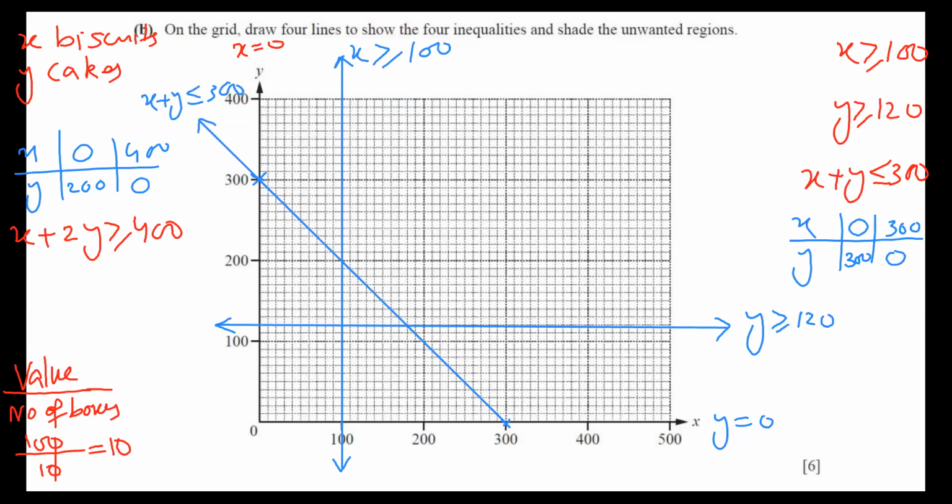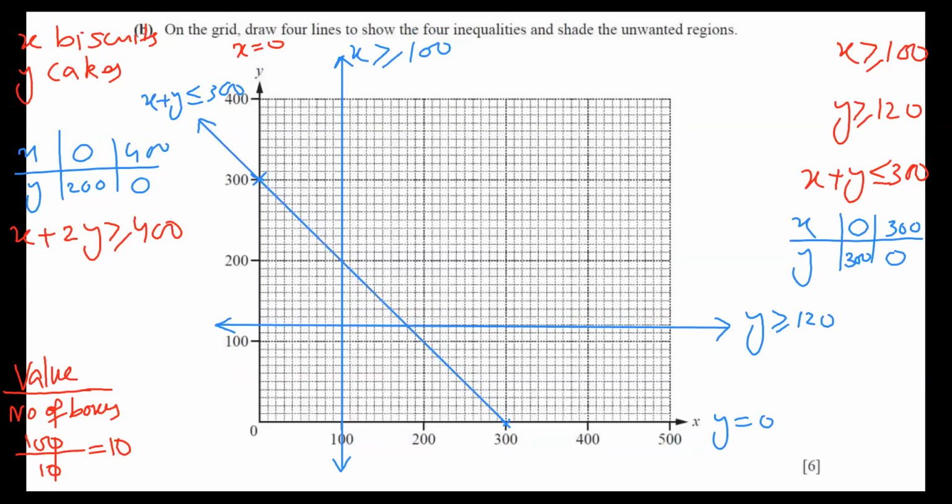So after that, let's plot the fourth line. x0, y200 is here, so I mark a point here. x400, y0 here, so I mark a point here. And let's start sketching. Sorry, drawing. Sketch is called rough.